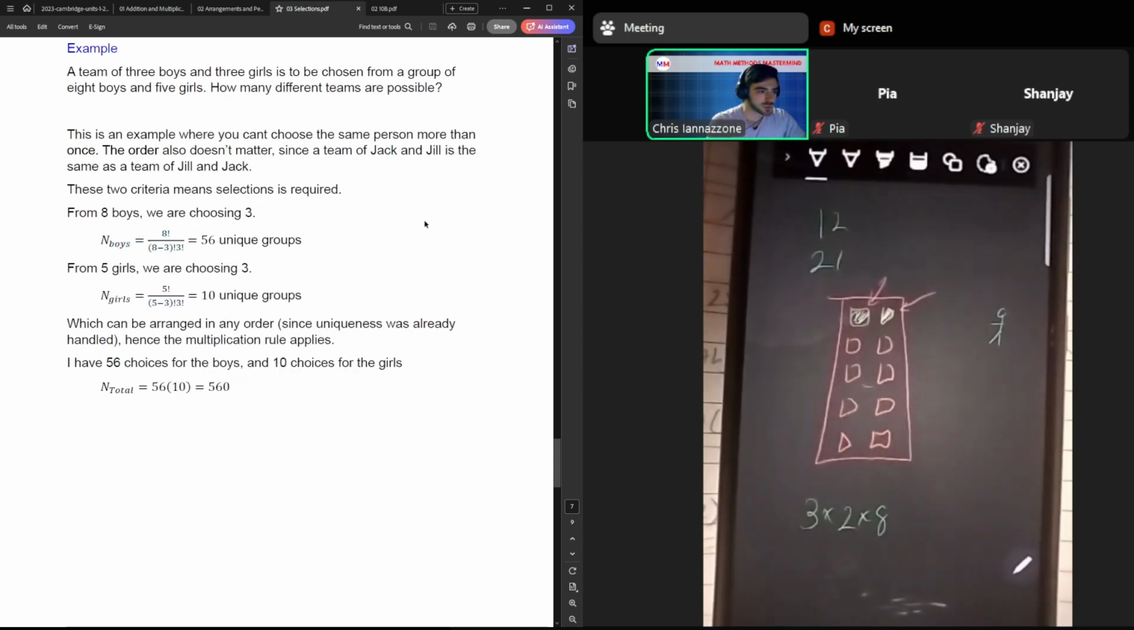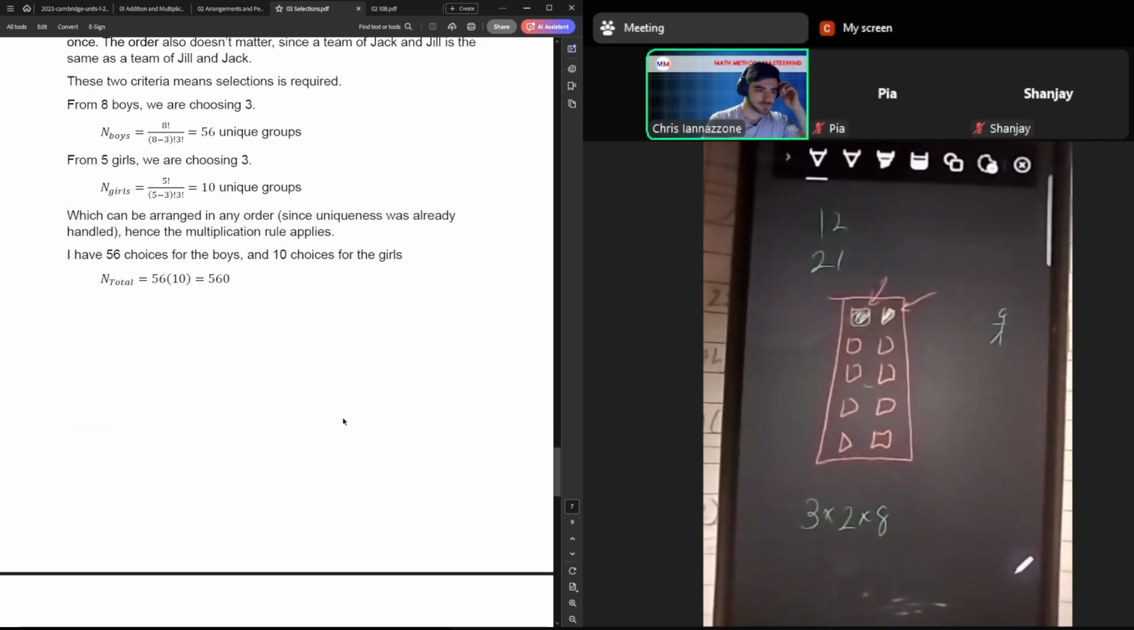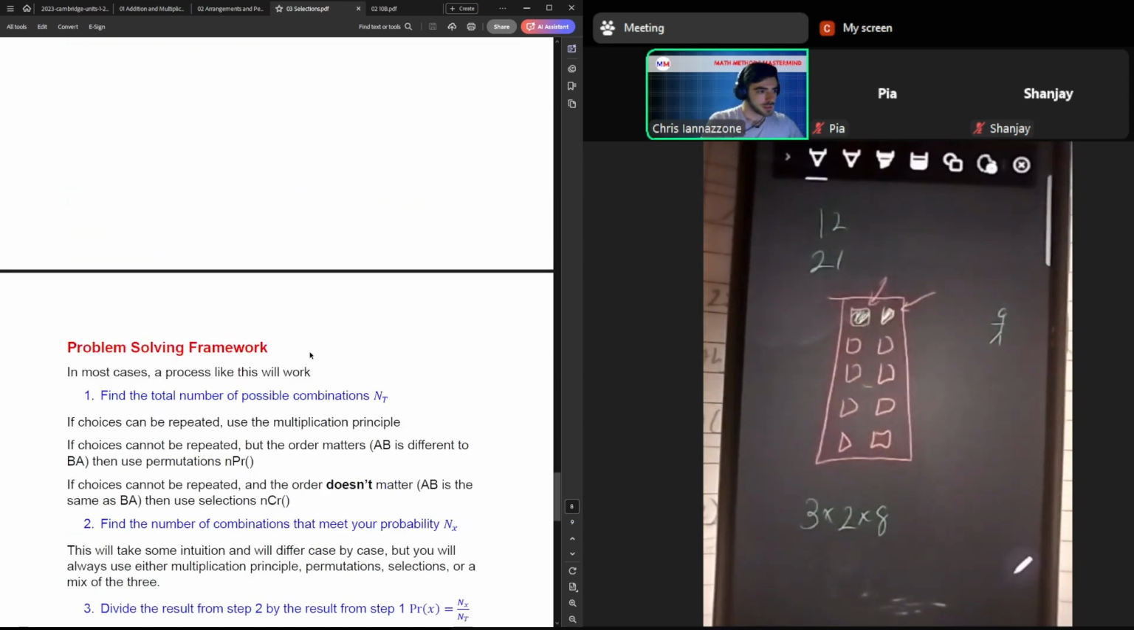So you have the number of choices for each individual gender. All you do is total that up, because you've done it in sequence, through multiplication. And the only thing that was required was the number of teams, so that becomes your final answer. That's the number of possible teams you could make. So that's that.